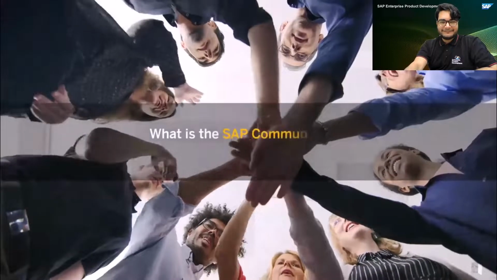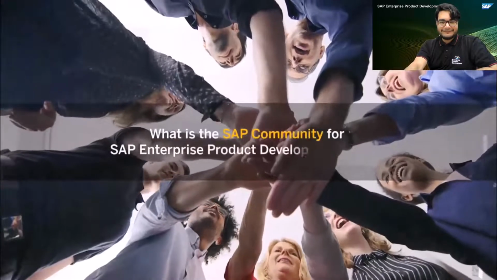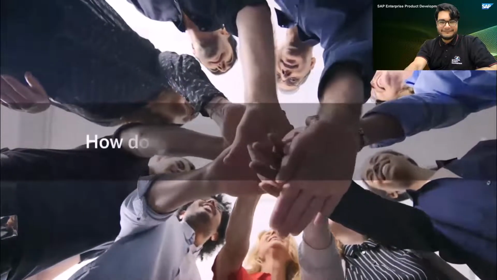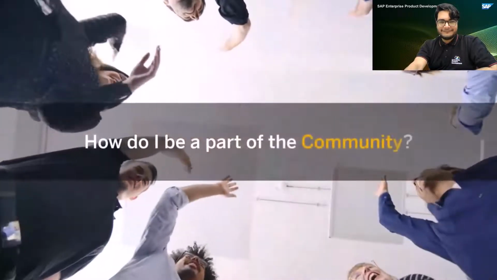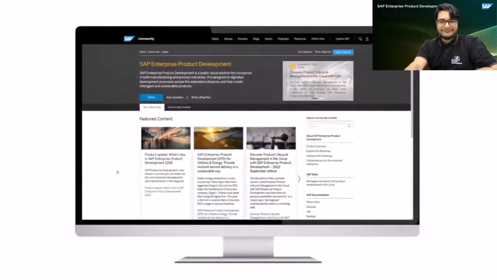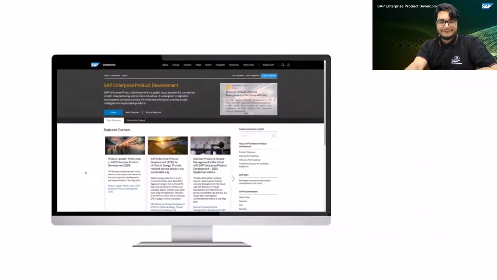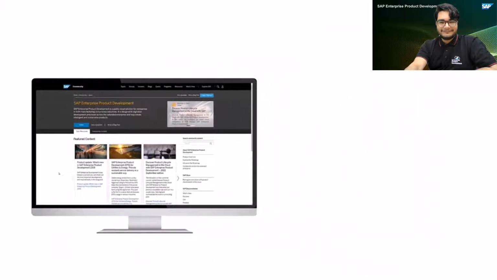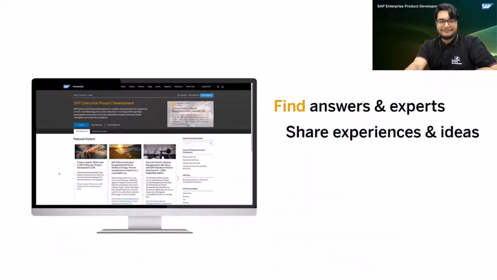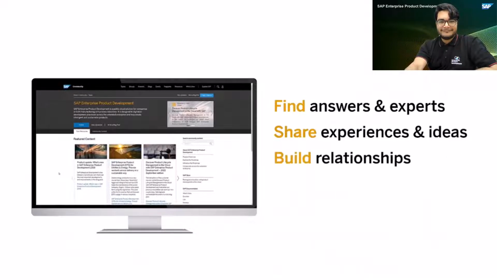What is the SAP community for SAP Enterprise Product Development about? How do I be a part of the community? Did you know that SAP Enterprise Product Development, or EPD for short, has a SAP community page for anyone to find answers and experts, share experiences and ideas, build relationships and reputation, as well as learn new skills and find additional resources?